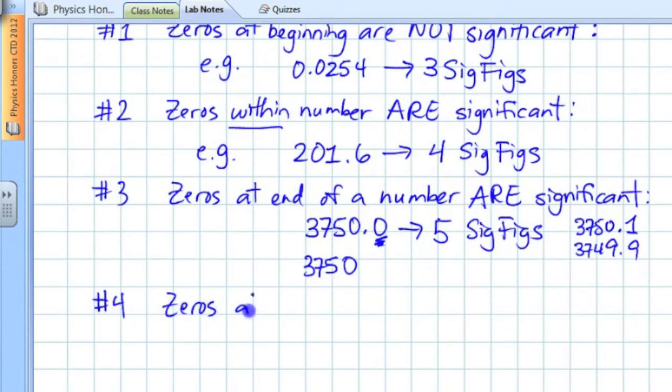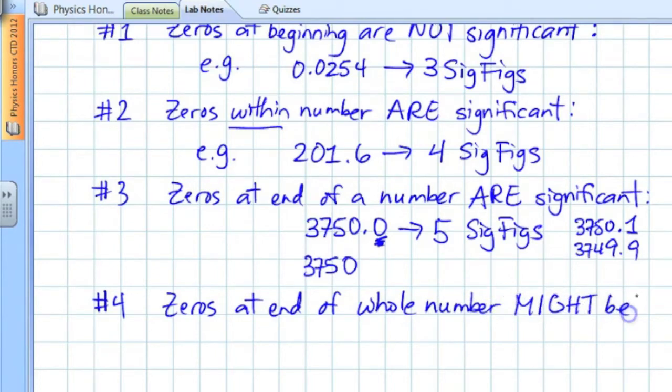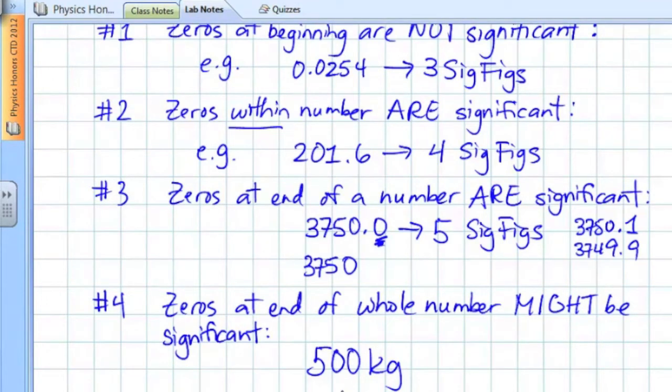Okay, and finally, zeros at the end of a whole number. So a whole number might be significant. In other words, we don't know. So what I mean by that is, let's say I wrote 500 kilograms. Okay, how many sig figs does that have? Does it have 1 because of the 5 and the 2 zeros are placeholders? Or did I actually measure something to be exactly 500? Not 499, not 501, but exactly 500. How do I know?